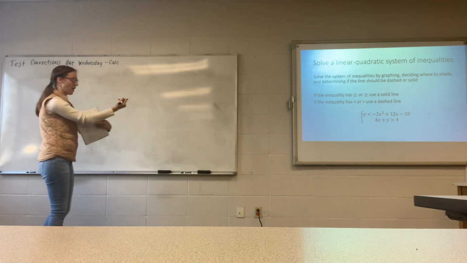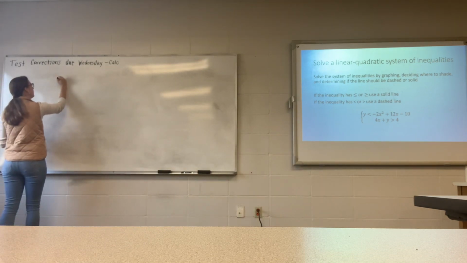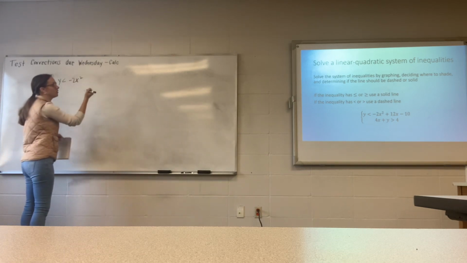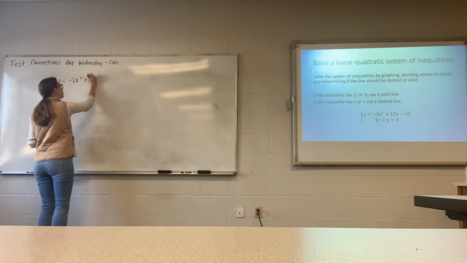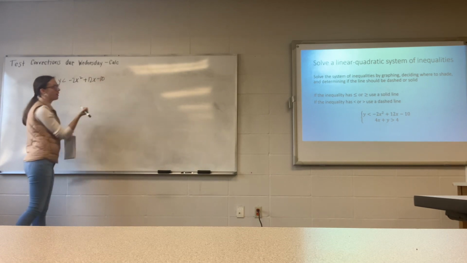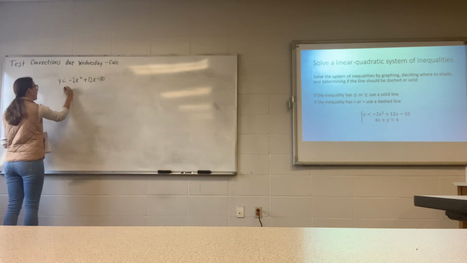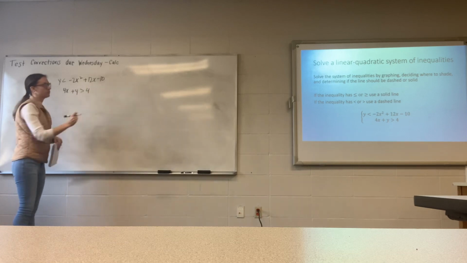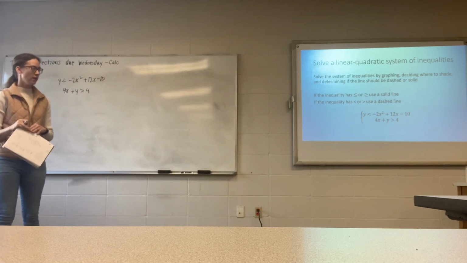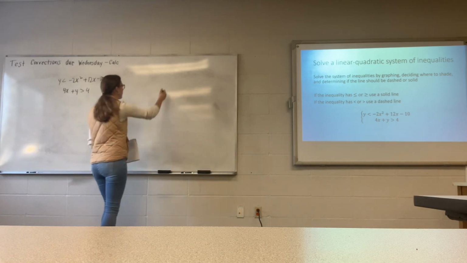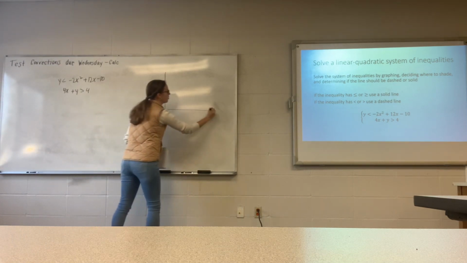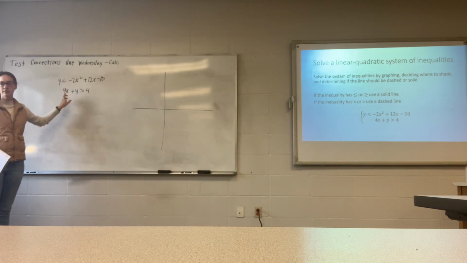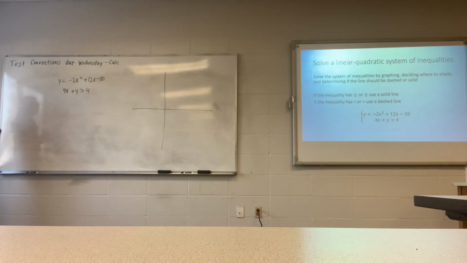Okay, so we have y is less than negative 2x squared plus 12x minus 10. And then our other one, we have 4x plus y is greater than 4. Okay, so let's start by graphing our linear line. The way that this linear line is written right now, do I know how to graph that? Or what do I need to do with it?